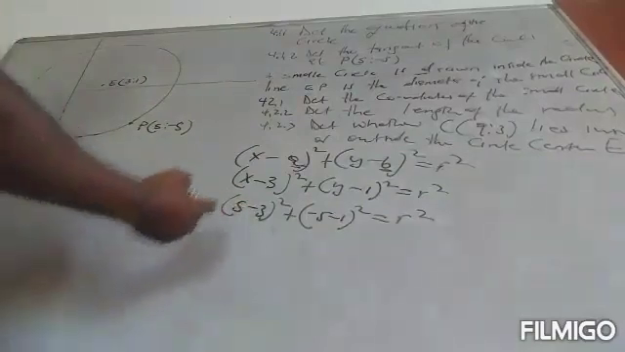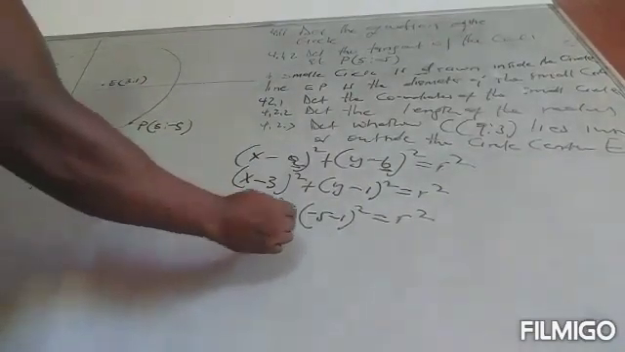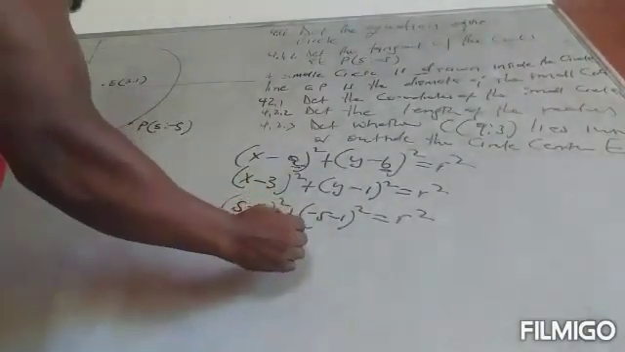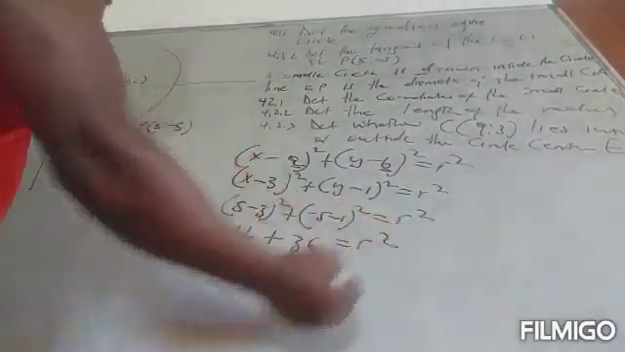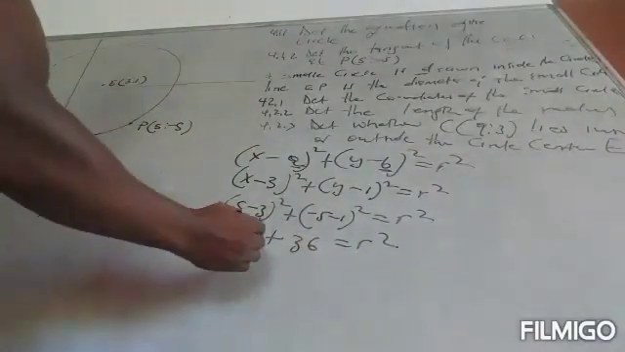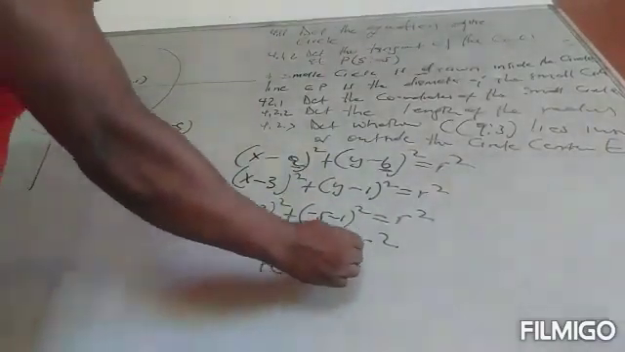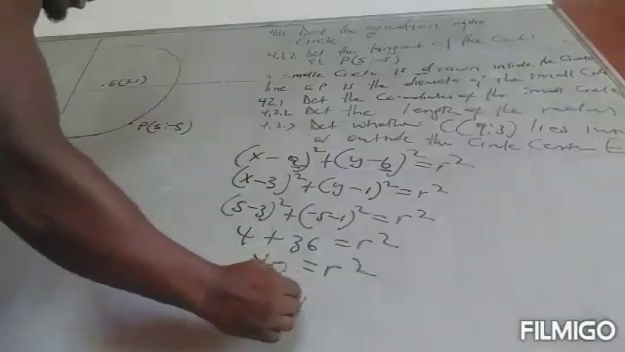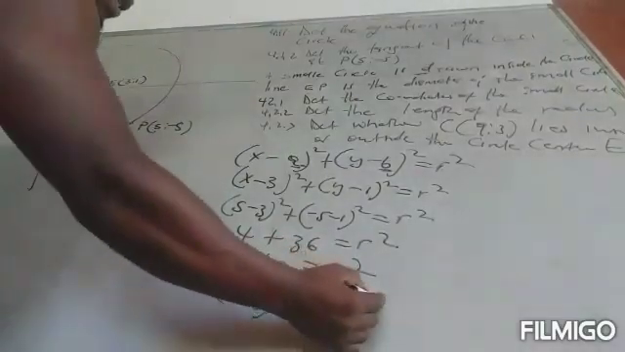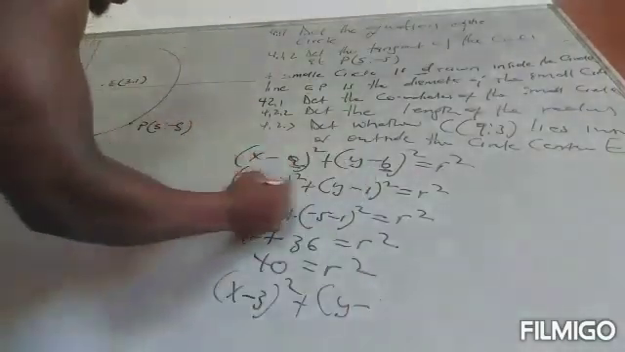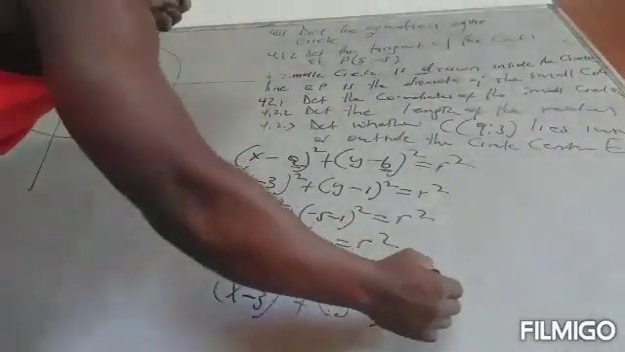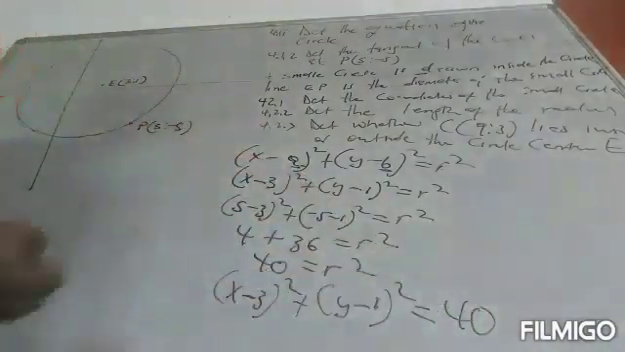5 minus 3 is 2. 2 squared is equal to 4, plus minus 5 minus 1 is minus 6. Minus 6 squared is 36, which is equal to r squared. Therefore 36 plus 4 is equal to 40, which is equal to r squared. So the equation of the circle is x minus 3 all squared plus y minus 1 all squared is equal to 40.